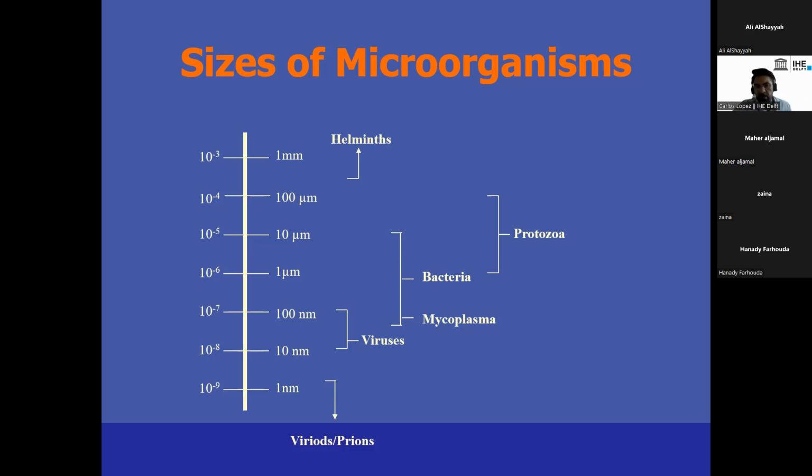So based on the size of these different microorganisms, you can see that the microfilters have a pore size of between, let's say, 1 to 10 microns. So they will not allow organisms larger than 1 to 10 microns. Then they will retain most of the helminth eggs, a bit of protozoa, a bit of bacteria.